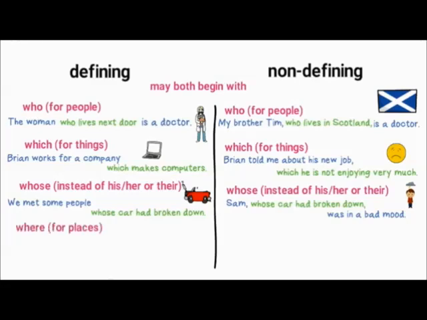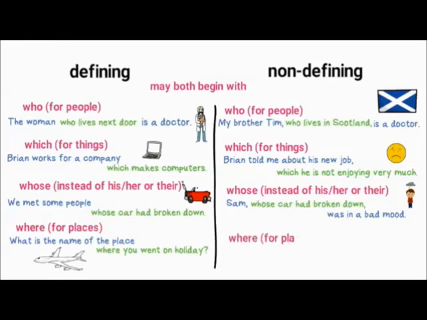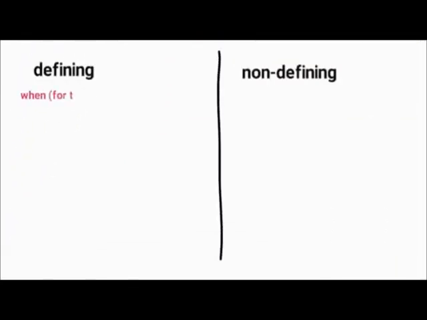Where, for places. In a defining clause, you could say, what is the name of the place where you went on holiday? This is essential information. Or, non-defining, Jane has just been to Oxford, where her dad lives. When, for times.